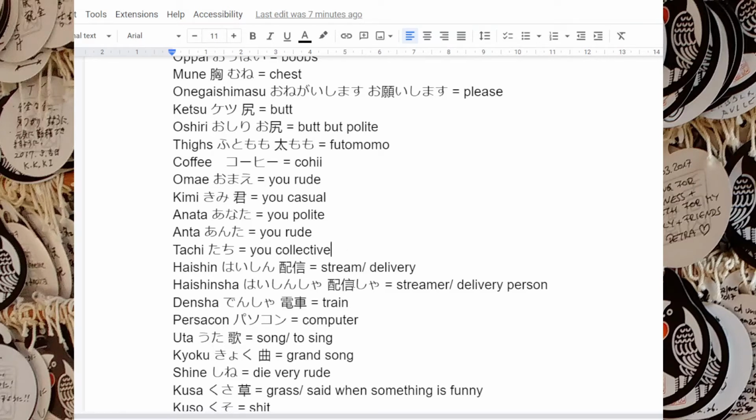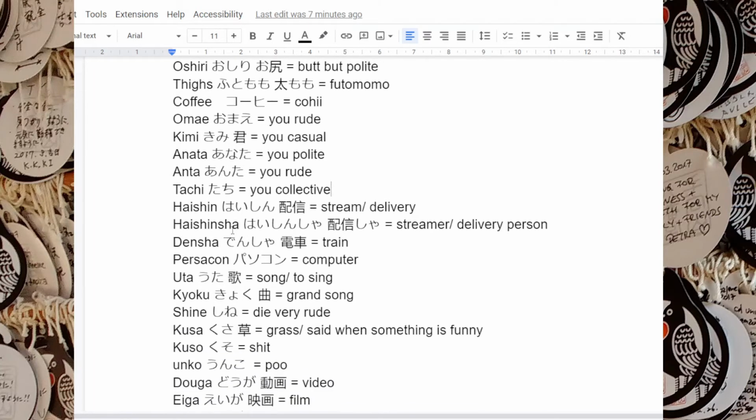All right. This is also another important few words which you guys probably want to know. So haishin. Originally this actually meant delivery. So if you're waiting for a delivery, you'll be waiting for a haishin. And the person that would be delivering things would be a haishinsha. But nowadays it also means stream or streamer. So stream would be haishin, and then the streamer would be haishinsha. So Nagzz is a haishinsha.